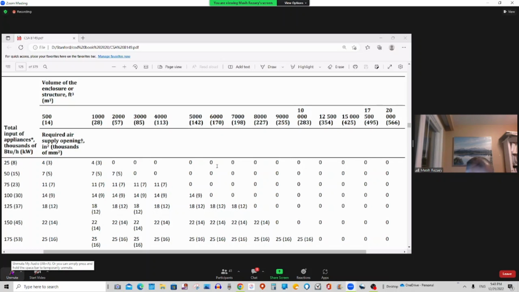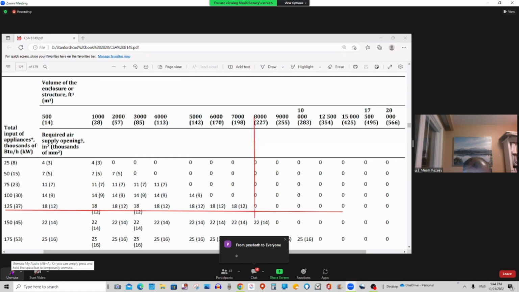So what do we do? Since it said not comply and it has a draft hood, it becomes table 8.3. Now it said 110, so next is 125. We go to 125, you put your ruler in front of 125. Then it said the volume of the house is 8,000. So from 8,000, you come down and you will see zero opening. You don't need to make any opening for combustion.